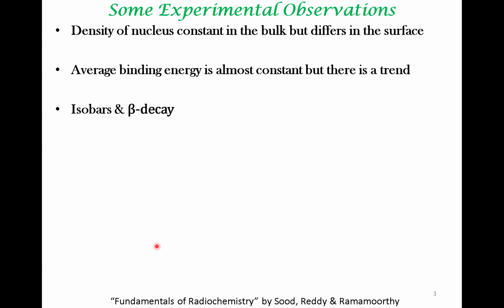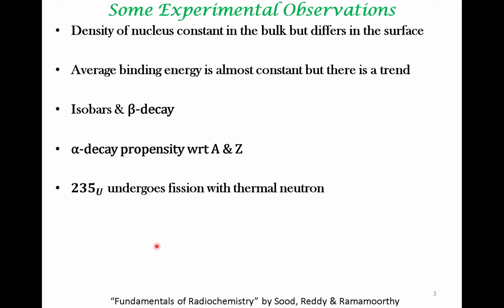If you take a series of isobars, as the number of neutrons and protons vary, the propensity for beta decay also changes. A model has to predict that. As you keep increasing atomic weight and atomic number, there is a certain propensity for alpha decay. The model has to predict that. By adding a neutron, for example, this nucleus will fission. Why so? You should be able to describe that.